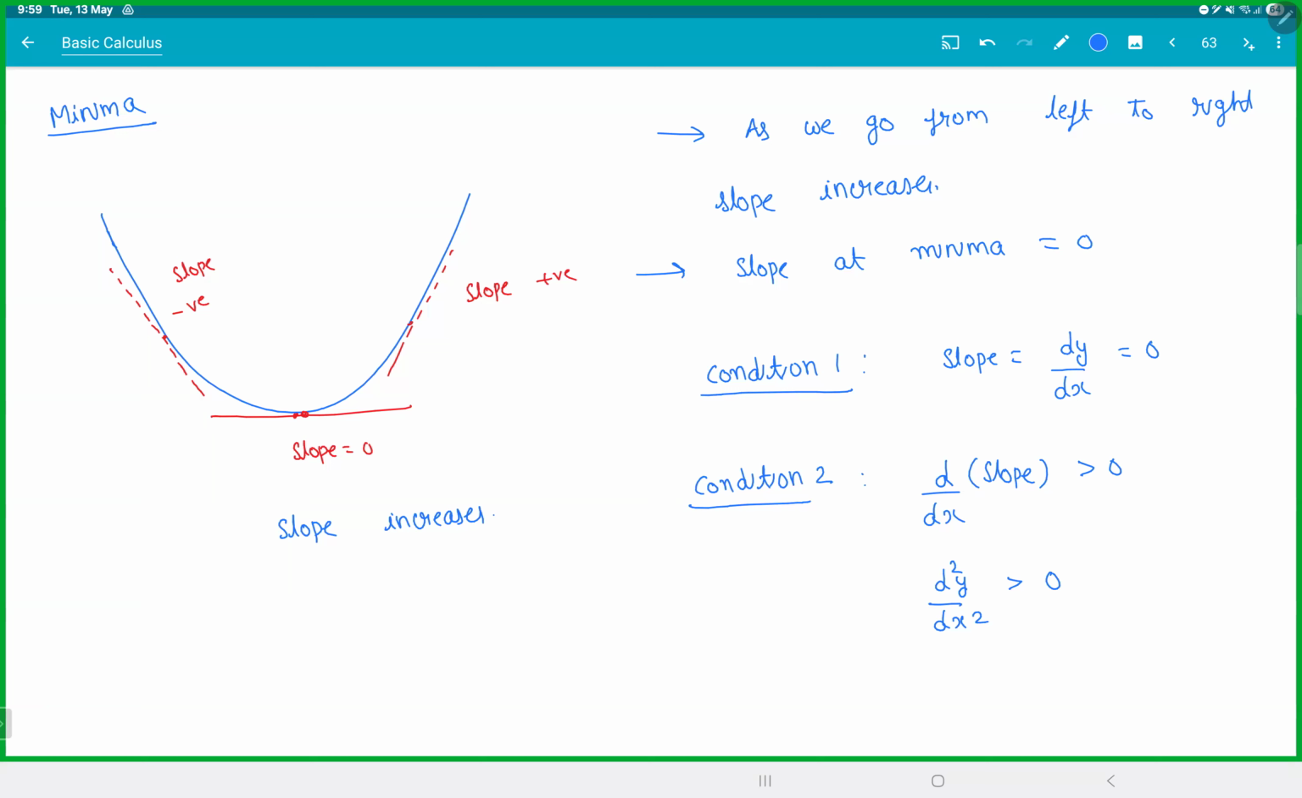Sir, so what if it is a higher degree equation like 4 or 5? I'll show you. We'll show you. Okay, sir. I'll copy this. Will it have both maxima and minima? Yeah, have patience.